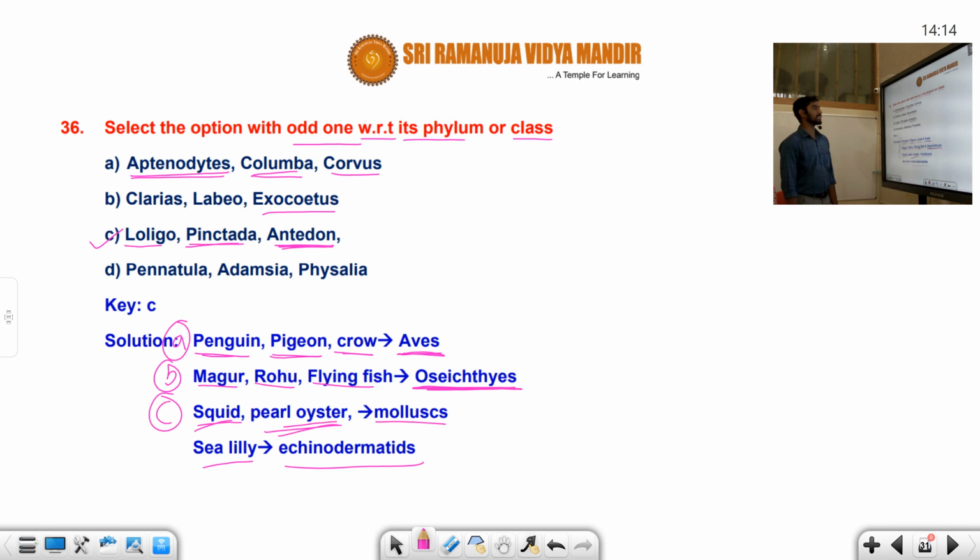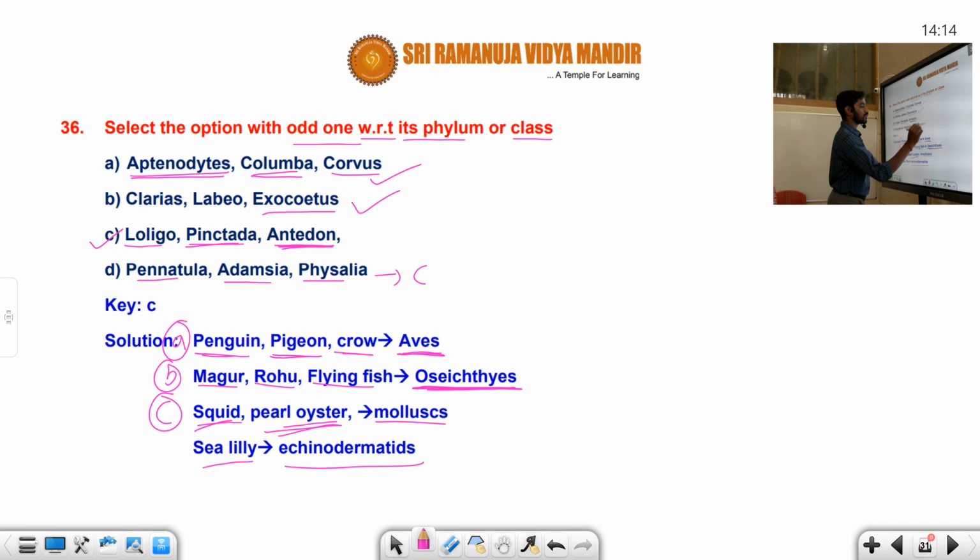So, students, what they are asking about is the odd one. This one is common. This is also common. This is Pennatula, Adamsia, Pleurobrachia. So, this belongs to Ctenophora and Coelenterata. So, this is B, C.